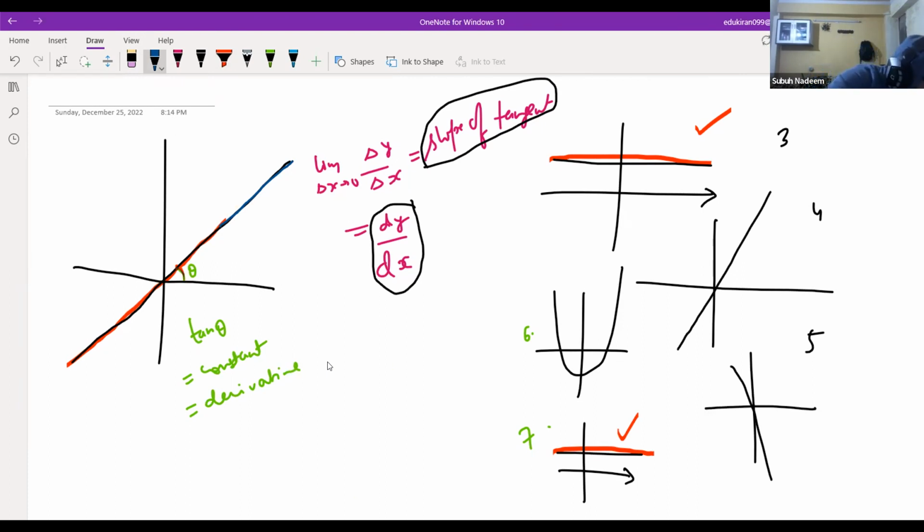So again, if you see this graph, at 2 you are getting 2. Other numbers also you can see, that at 2 it is 2, and 0, 0. So if you see the triangle, tan theta is equal to perpendicular by base, that is 2 by 2, which is 1. So the slope is 1. Slope is equal to 1, which means the derivative is 1.